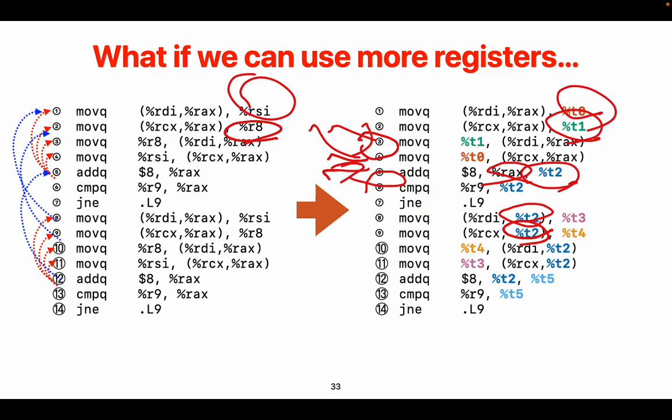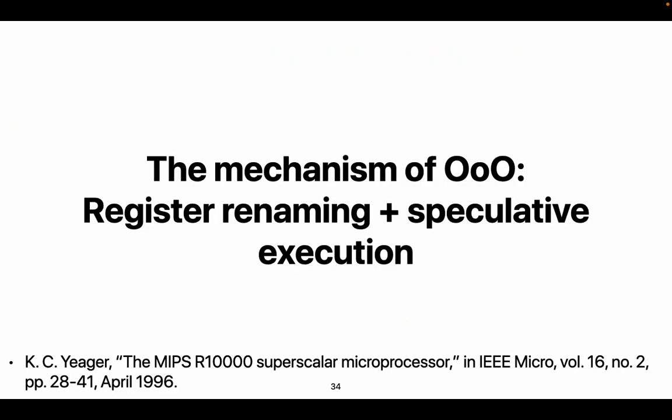So you can find here the key of supporting dynamic instruction scheduling based simply on the data dependency is to give the processor more registers that allow instructions to temporarily store their output, right? So this mechanism is called register renaming and speculative execution. It is described in the assigned paper, the MIPS R10K Superscalar Microprocessor.